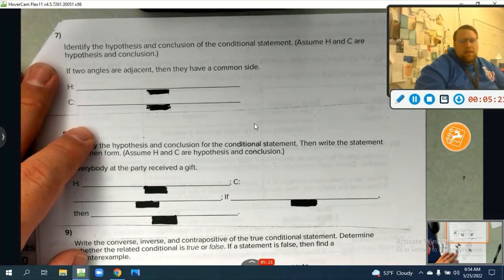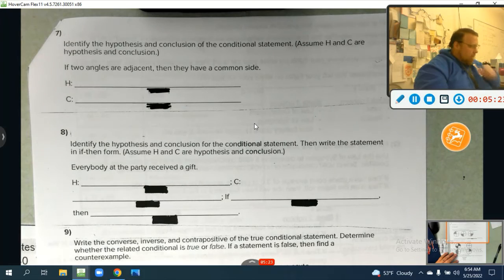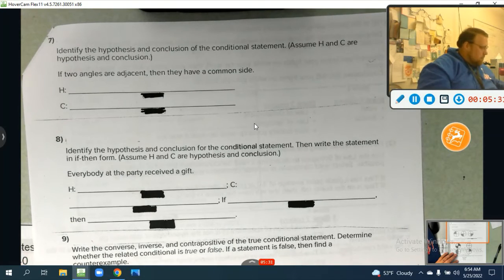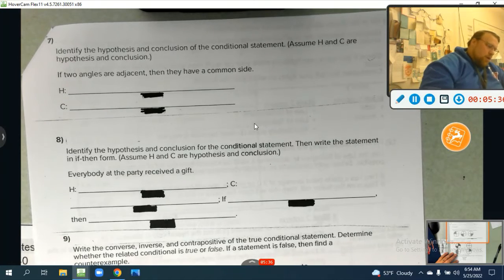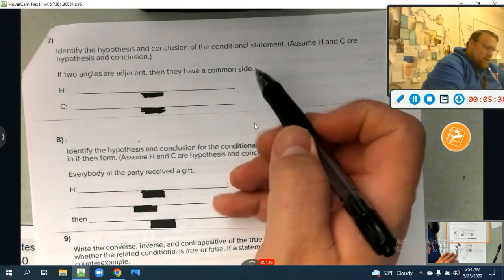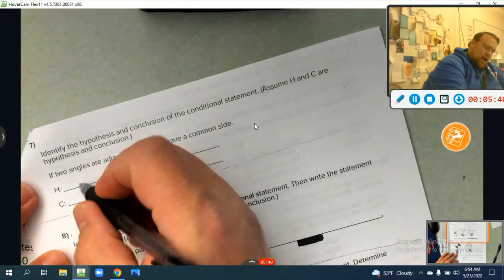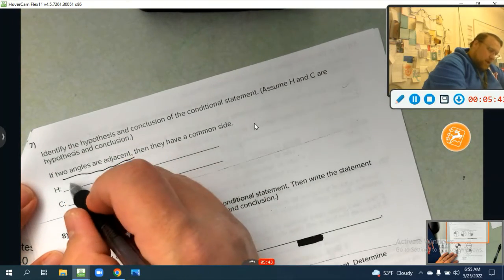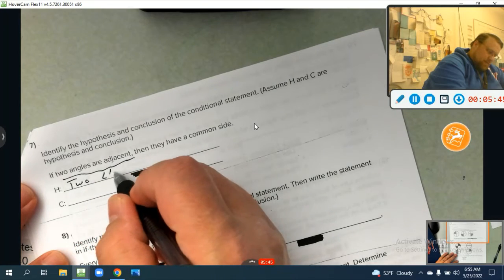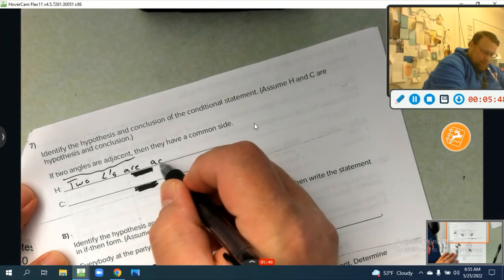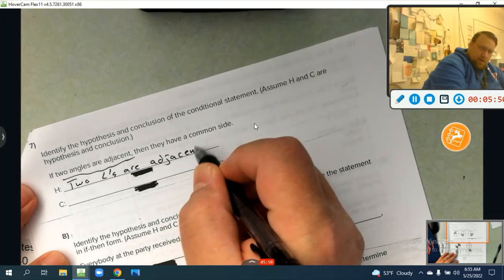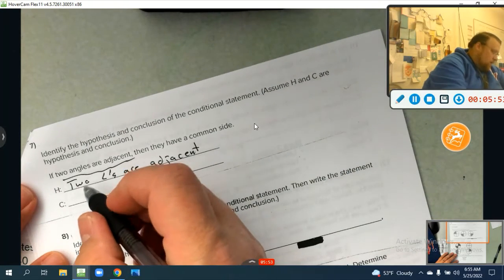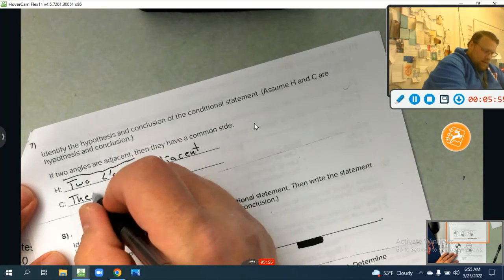Identify the hypothesis and the conclusion of the statement. Assume H and C are the hypothesis and conclusion. Okay, we can do that. That's not hard. So, if two angles are adjacent, then they have a common side. So my hypothesis is right here. It always starts out with that. Two angles are adjacent. And we can say they have a common side.